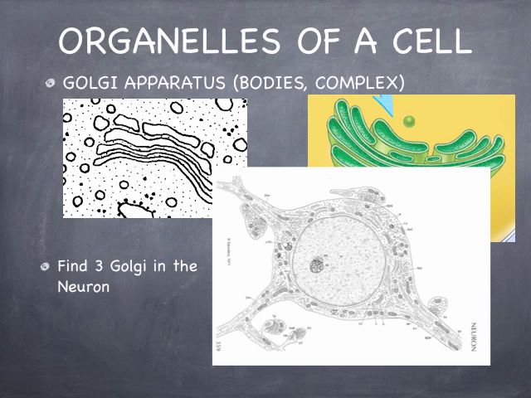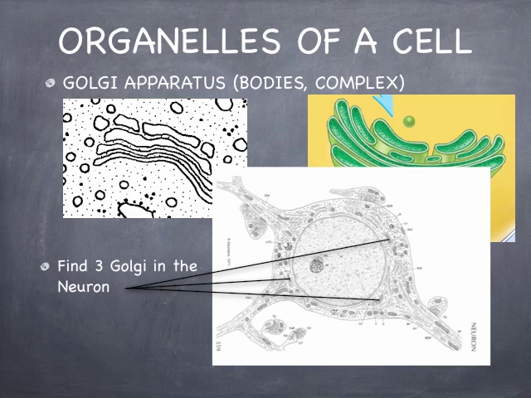Now, if you need more time than that, pause me right now and then start us up again once you've found them. But let's find the 3. Okay, one of them is located right here. They're all fairly close to the nucleus here, but one of the Golgi in the picture is here. The second one is over here. And the third one is right there. So if you found those 3, you really, really know what you're looking for.